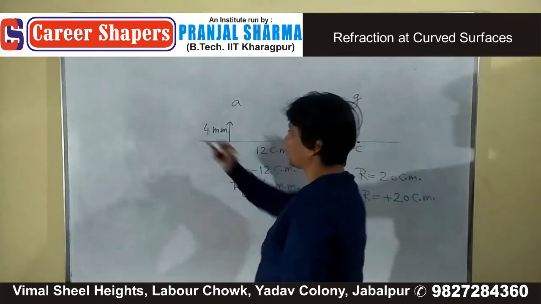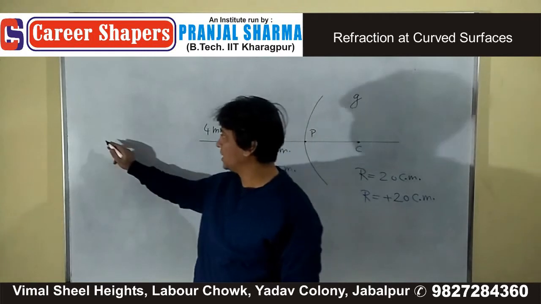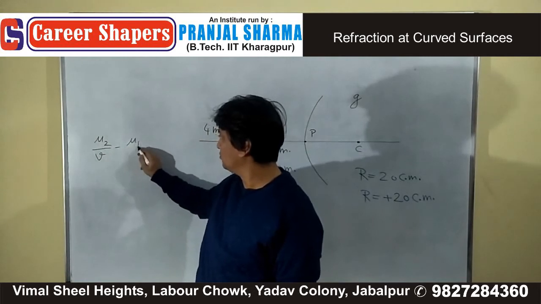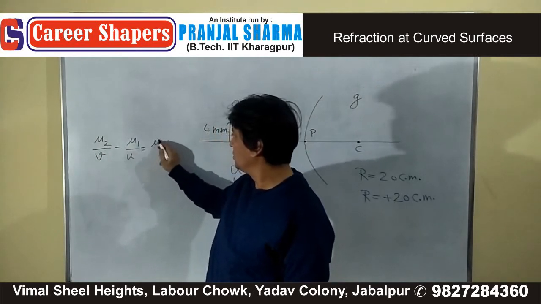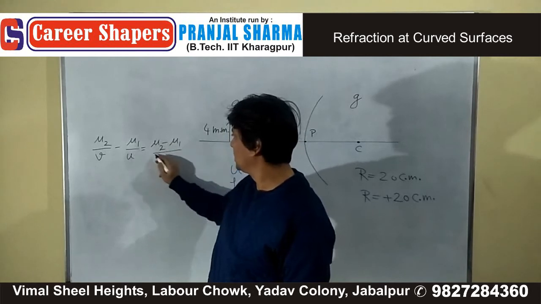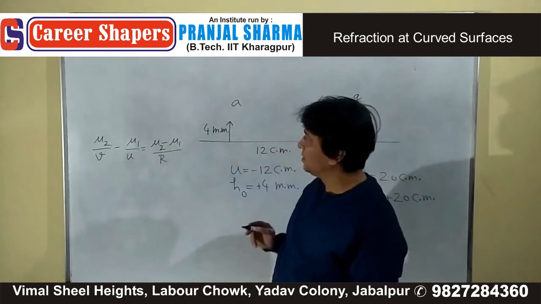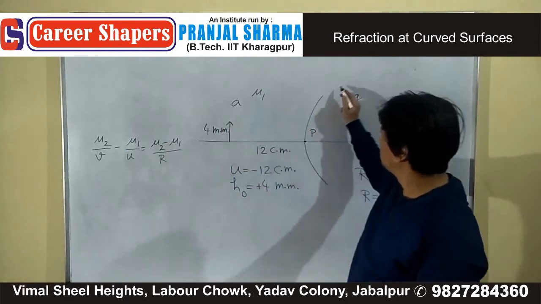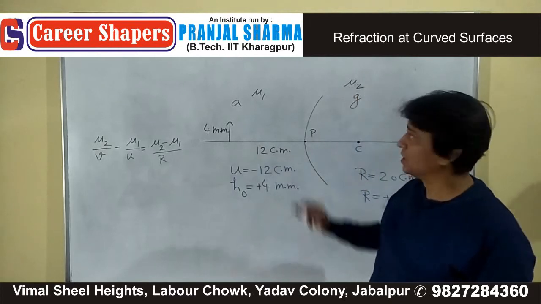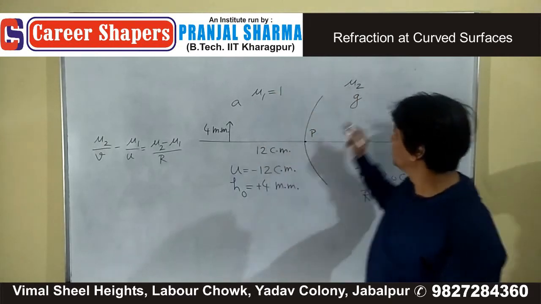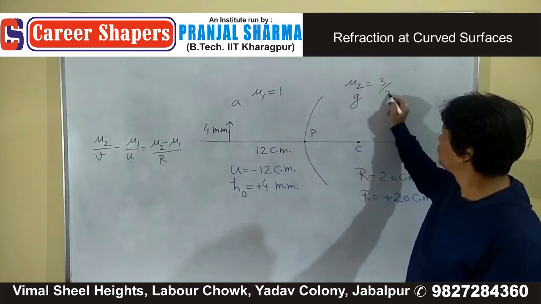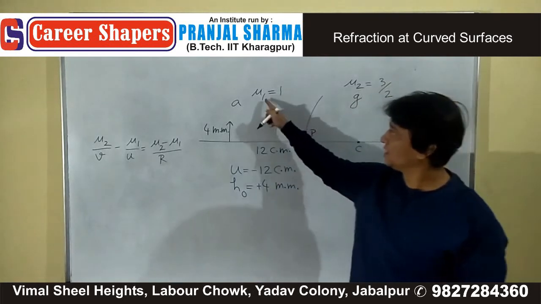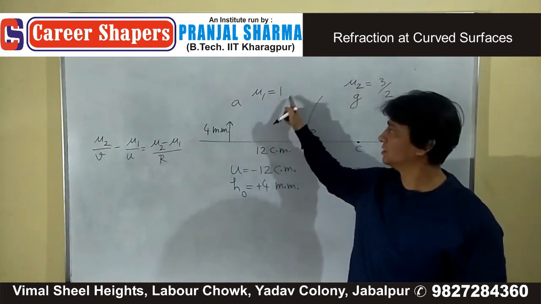Then you will go for the formula which you know. The formula is mu2 divided by V minus mu1 divided by U equals mu2 minus mu1 divided by R. That's for the position and all. This side is mu1, this side is mu2. That means mu1 is 1 and mu2 is 3 by 2. Refractive index of glass with respect to air is 3 by 2. Refractive index of air with respect to air is 1.